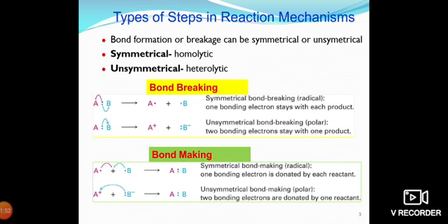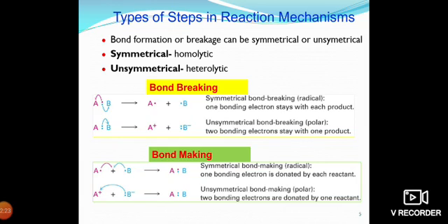Each atom stays with one bonding electron and it forms a radical. Whereas unsymmetrical bond breaking can also be done. Both the electrons are shifted to one atom and the other becomes electron deficient. The atom that keeps both electrons becomes an electron rich species. Then it forms ions, which is known as unsymmetrical.